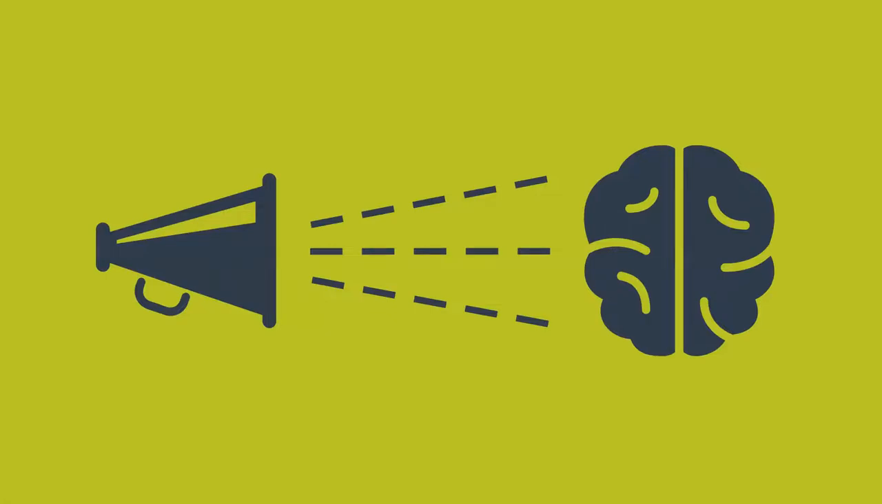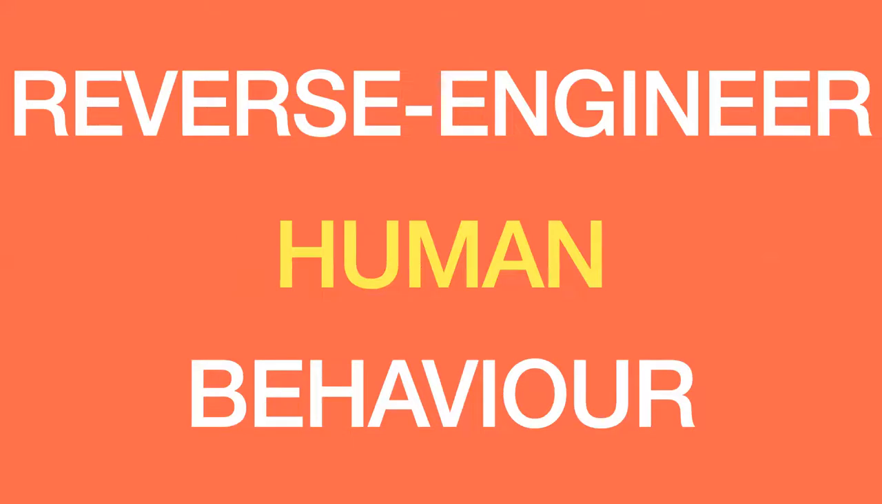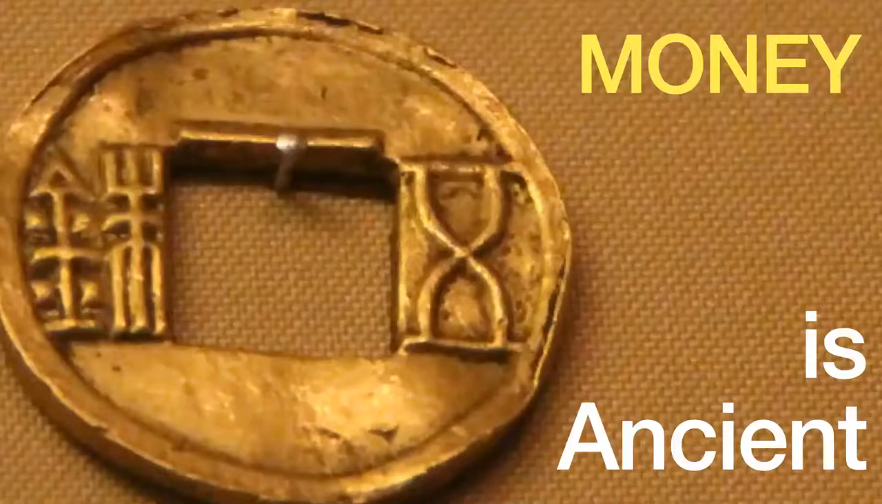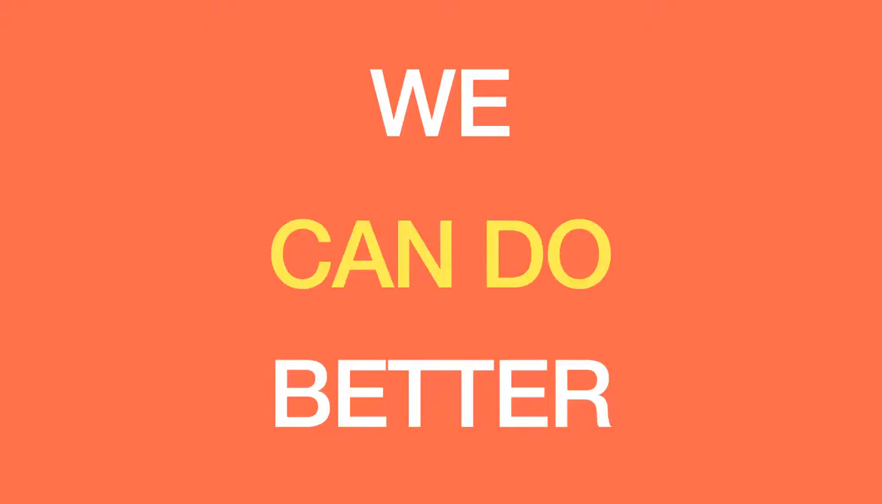If we now see that there are these humans behaving on a planet and sort of above that is a cloud of data that puppeteers them, we can reverse engineer how humans react to these pieces of data. And we can make it better. We can nudge our habits in a direction where we know it's going to work better. So although money is ancient, it has been used for a very long time and it's very much ingrained in how we interact socially, I think we can do better now that money is all digital.